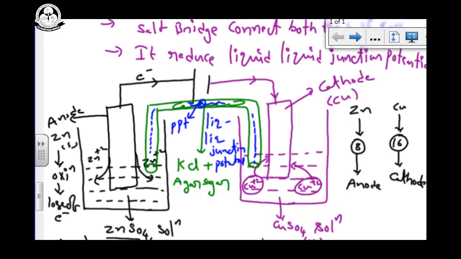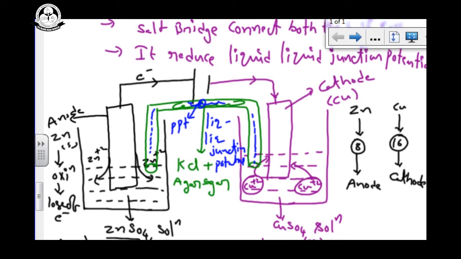So the other advantage of KCl is that not only can it join the two cells, there is a very important role it plays: it can stop the liquid junction potential. If at the liquid junction both the liquids are joined together, what happens? A precipitate forms, and the efficiency of the cell will decrease.